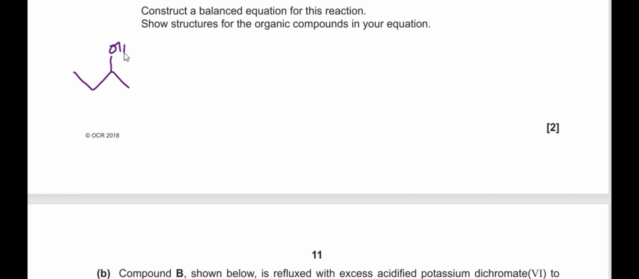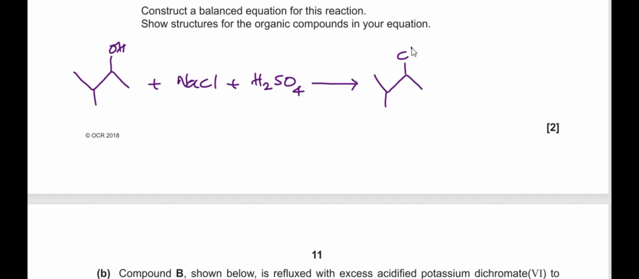3-methyl-butane-2-ol plus NaCl plus H2SO4 will give us the Cl group coming here, taking the position of OH, and then we have NaHSO4 plus H2O to balance the equation.